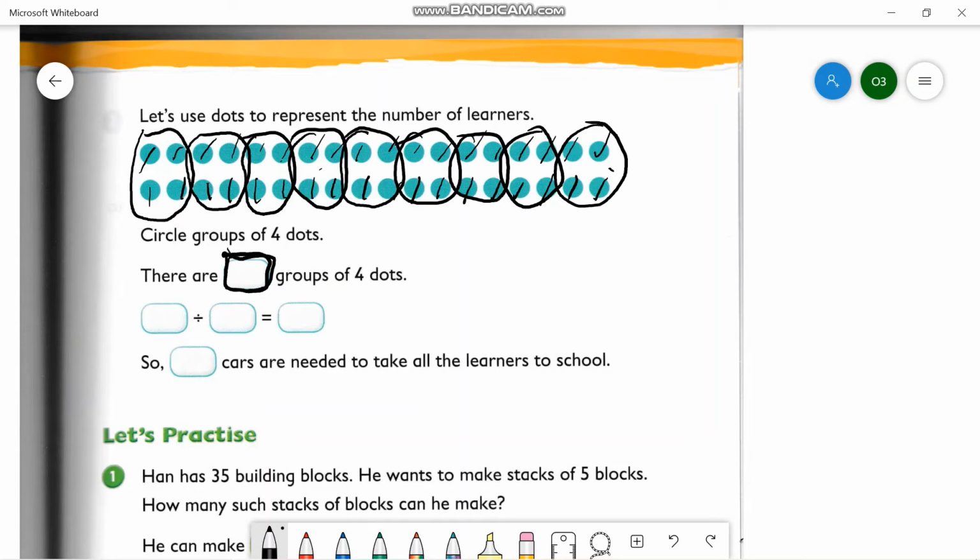So you have to write first 36 divided by, we group them into 4, so 4, and then how many groups you were able to make. So just write your answer here. Whatever your answer here is the same with your answer here, okay? And then also the same with this one. So cars are needed to take all the learners. How many cars are needed? So you have to write it here, okay?